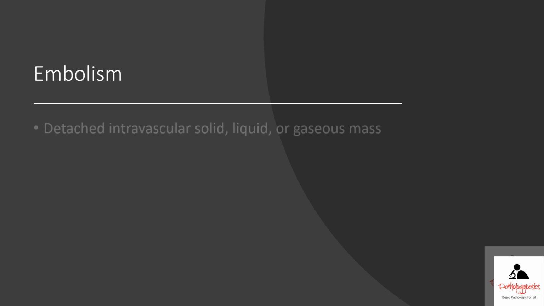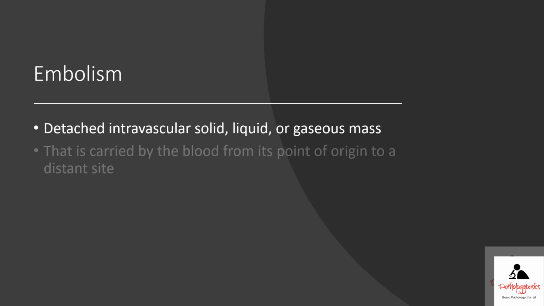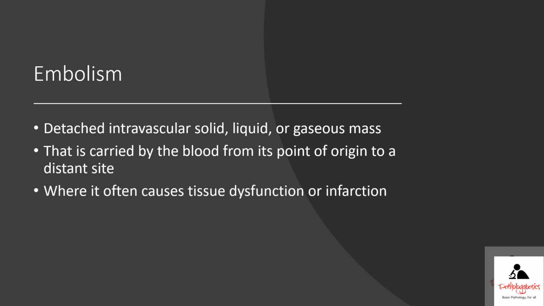So what does embolism mean? An embolus is a detached intravascular solid, liquid or gaseous mass. So till now our concept was that it's a solid mass, but it can be a liquid or a gaseous mass also. It is intravascular. The embolus is carried by blood from its point of origin to a distant site. So if we take the example of deep vein thrombosis, the embolus is carried from the veins in the legs to the pulmonary arteries. What does it do at the point where it lodges? It causes tissue dysfunction or it causes infarction.